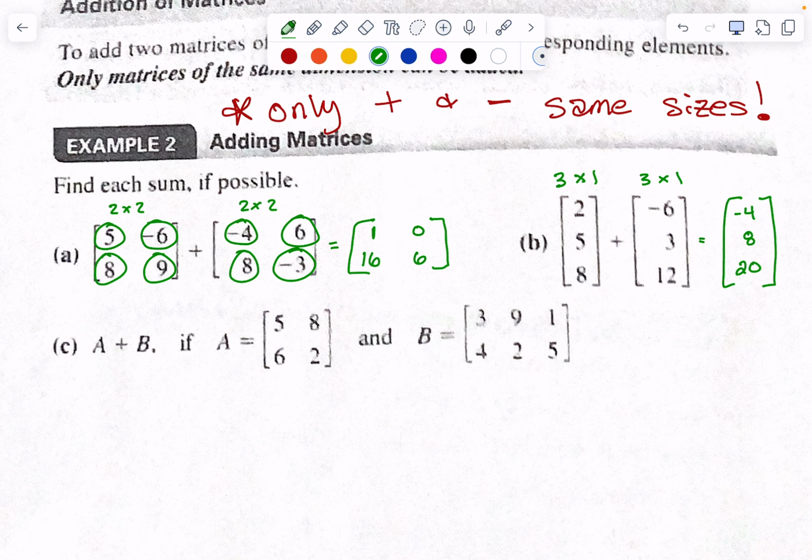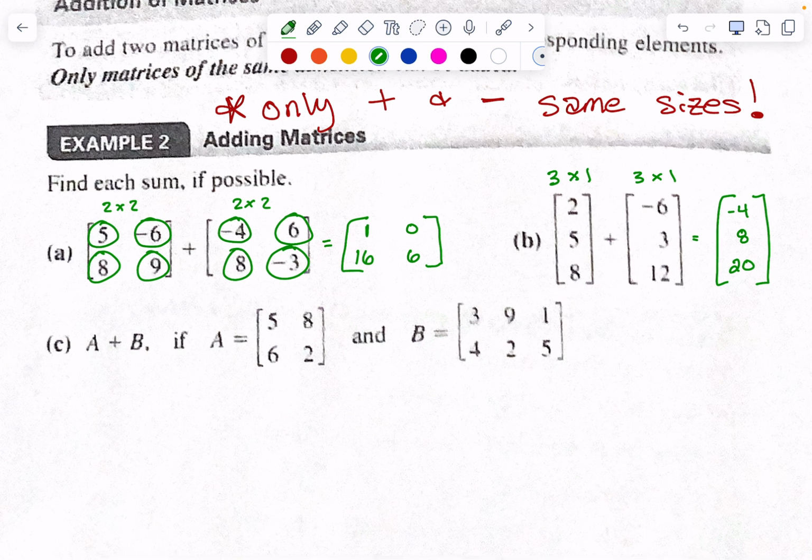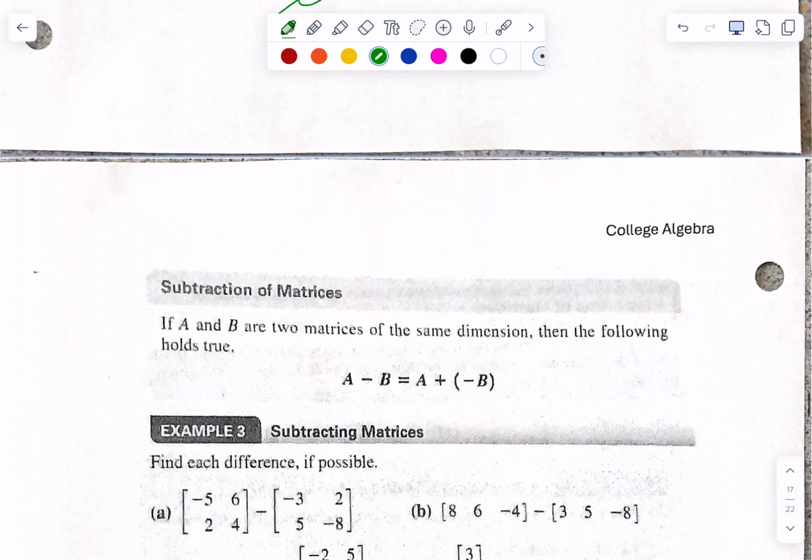You can't do C. How come? A is a 2x2. B is a what by what? 2x3, 2 rows, 3 columns. So with a 2x2 and a 2x3, you cannot add them together because they are not the same size. Got it? Not too bad. So this way is rows, rows first by columns. Okay, good. Go to example 3.